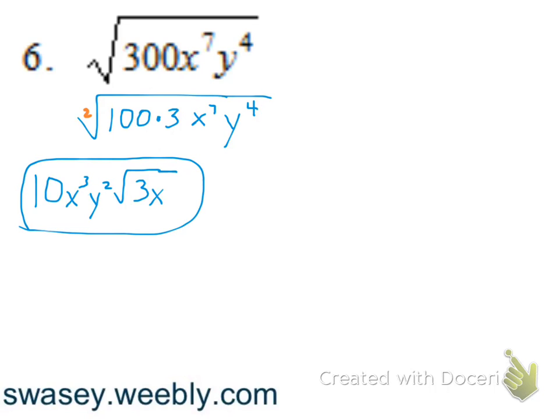Now this time we had an odd exponent in the original problem, so we don't have to worry about the absolute value. And then on the y's we have even and odd in our final answer, so we don't need the absolute value.